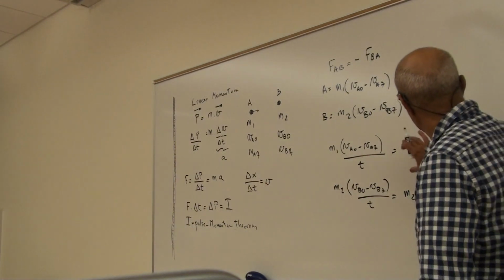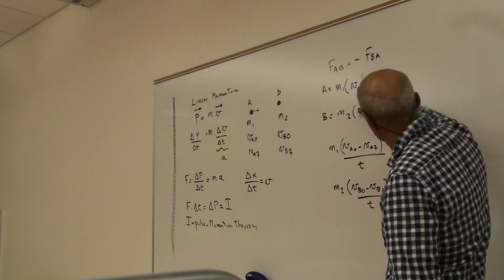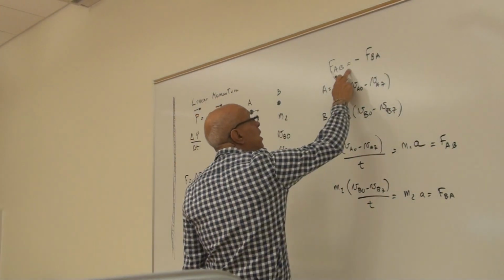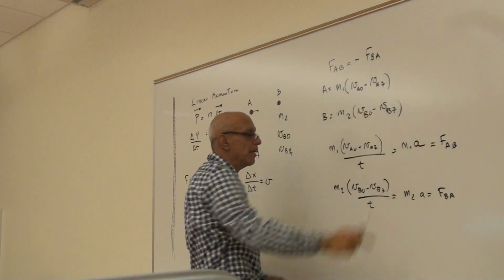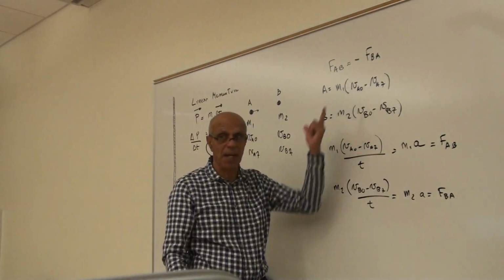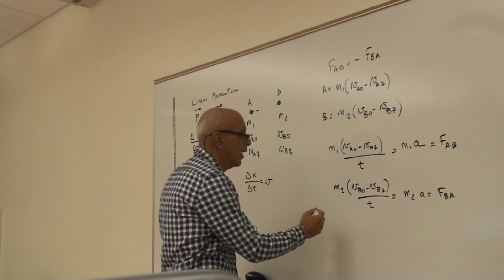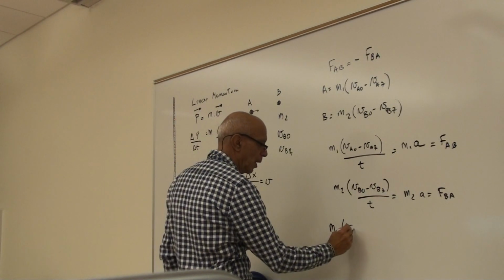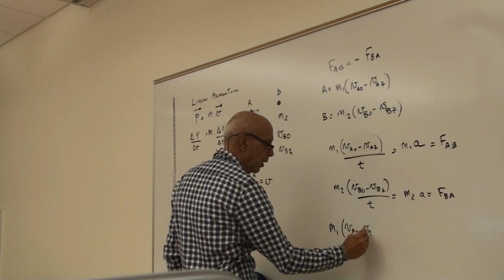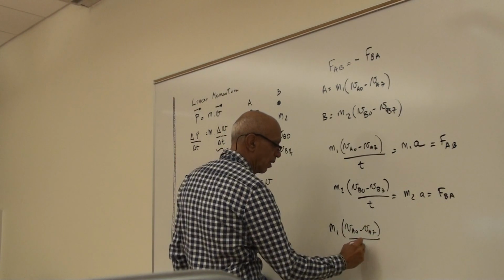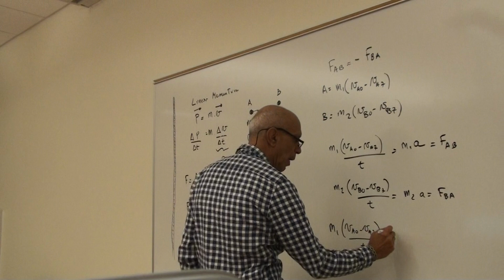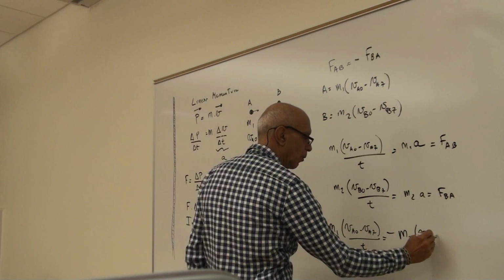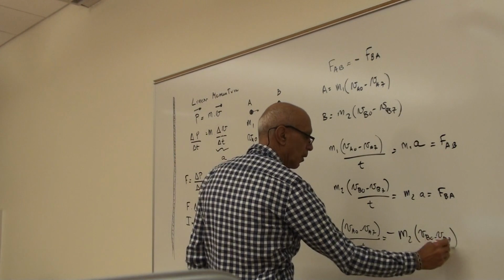Now, if I take this and apply here, see? FAB is equal to negative FBA. If I apply this there, I'm then going to have M1 times VA0 minus VAF divided by T equals minus M2 times VB0 minus VBF divided by T.